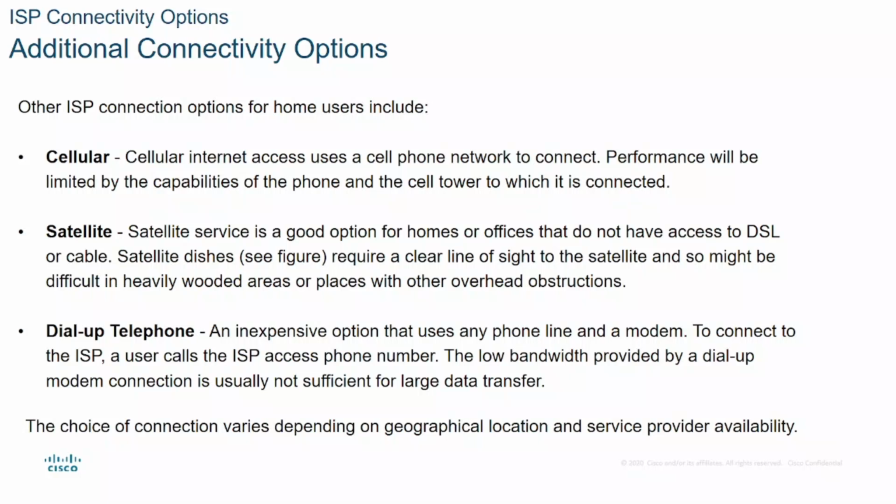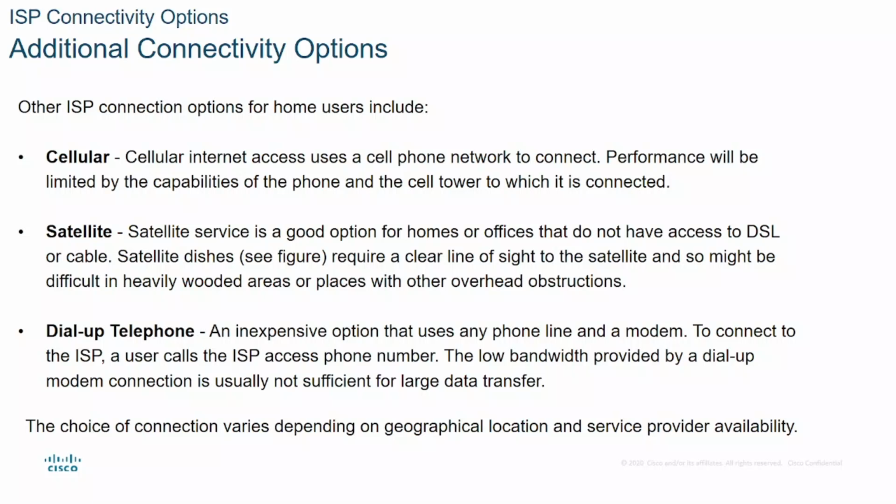Other ISP connections for homes could be cellular. Cellular internet access uses a cell phone network to connect. Performance will be limited by the capabilities of the phone and the cell tower to which it is connected. Then another is the satellite.